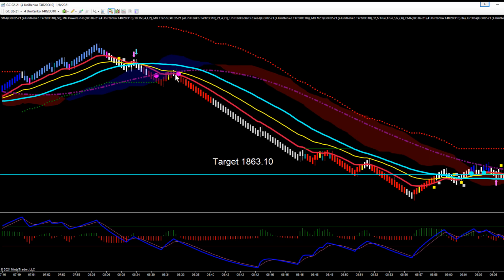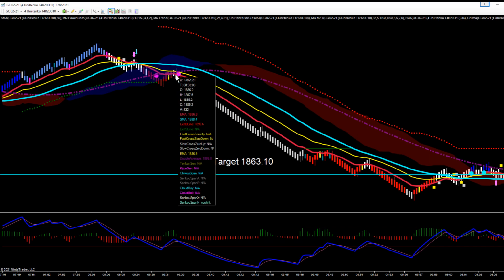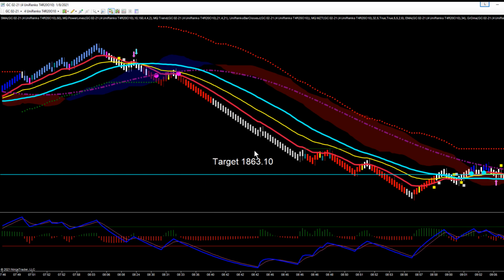Had our wick out of the cloud. Entry on that was underneath 1885.20. Target was down here at 1863.10. And if you're using Trader Pro 2.0 to manage our trades, you can see we never got taken out till we got down in here to target. We hit target. We definitely had some bullish divergence on momentum at that time, so we know that's a good place to consider taking some profits.